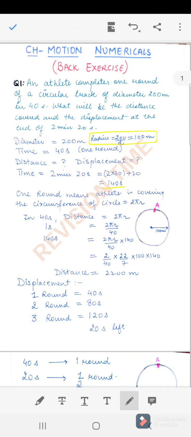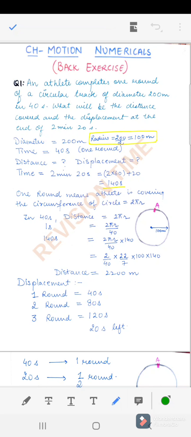So first question, it says that an athlete completes one round of a circular track of diameter 200 in 40 seconds. What will be the distance covered and the displacement at the end of 2 minutes and 20 seconds? So what are we given?